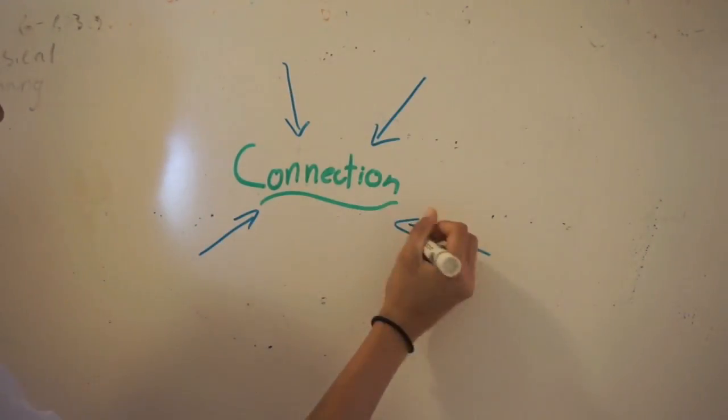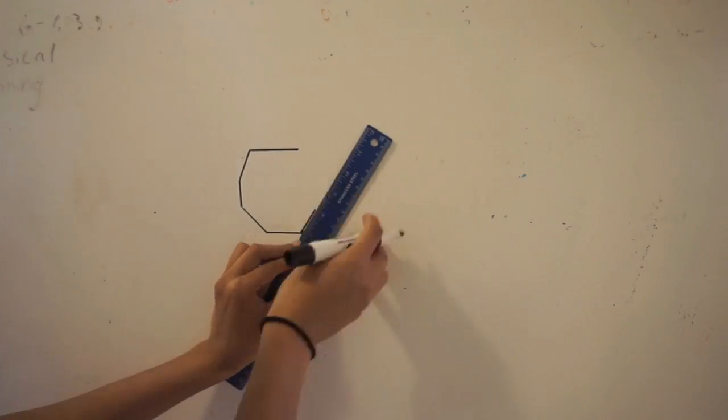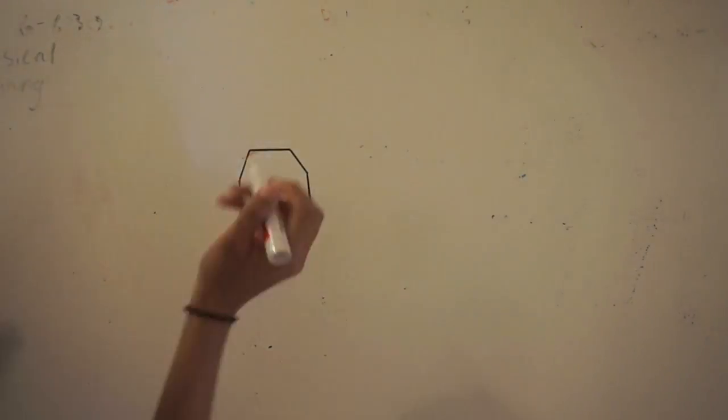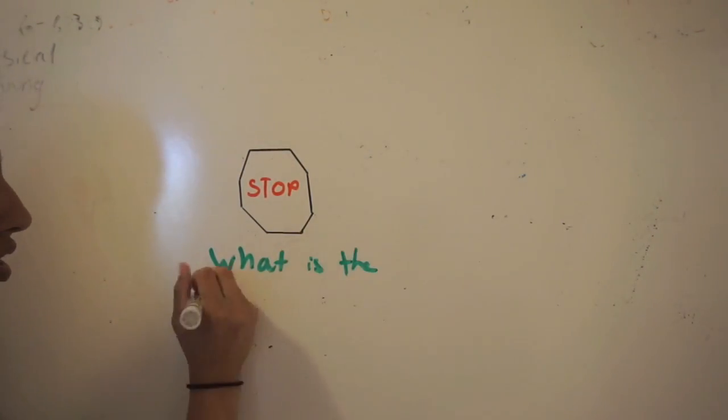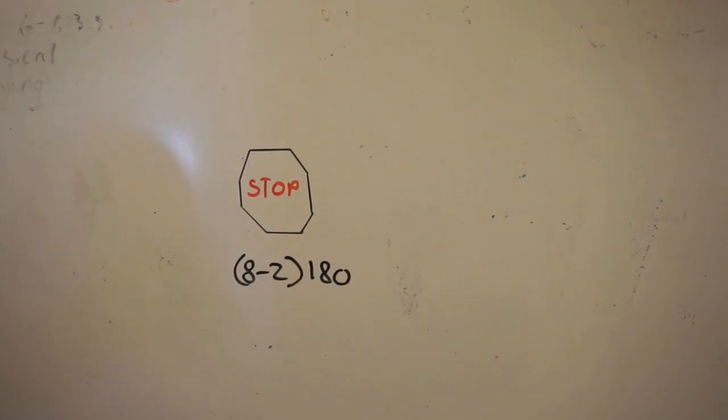Next, we are going to discuss a real-world connection. Have you ever wondered what the total angle measure of a stop sign is? Well now, using our new formula, we can figure that out by doing 8 minus 2 times 180.